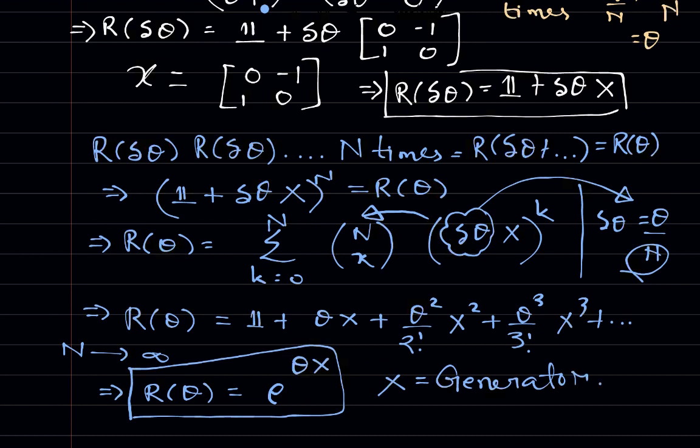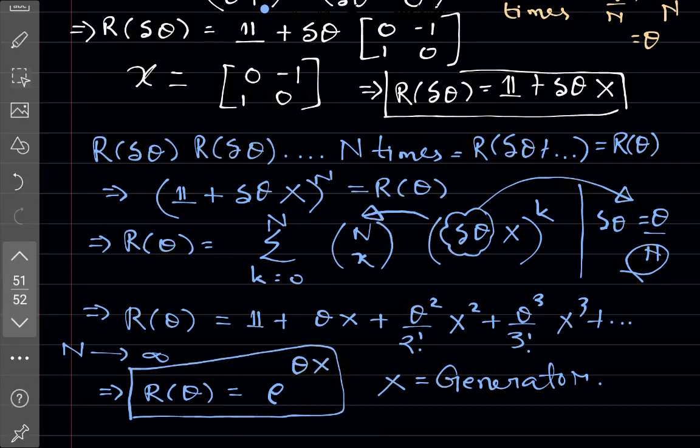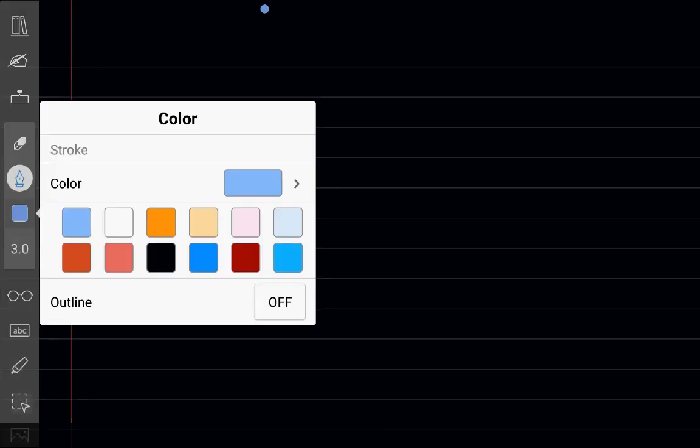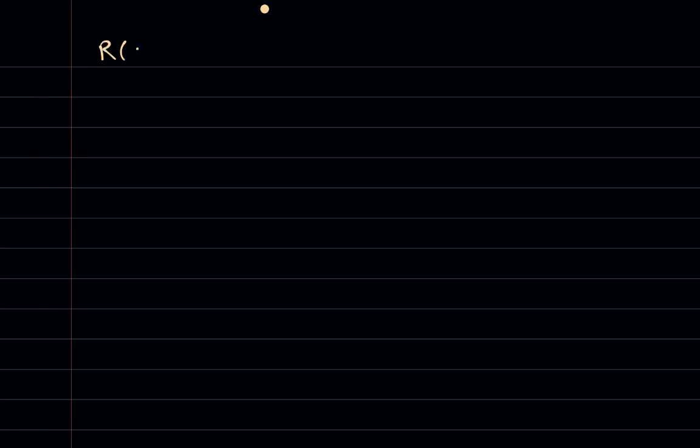Now you would say, okay, we went from top to down, but can you prove that if I have e to the power theta X, I am going to get the Lie group? Can you prove it? I'll say, okay, let me prove it. So we go to the next page and prove the whole idea.